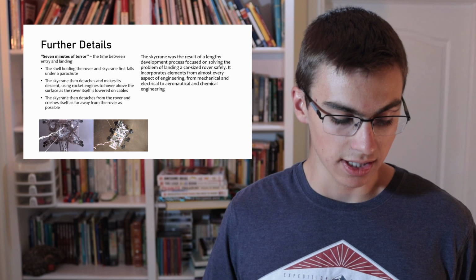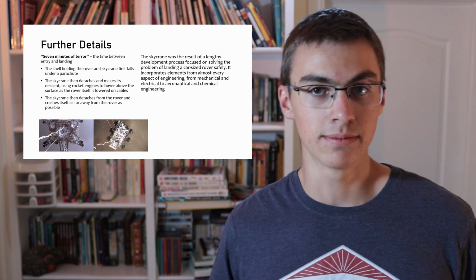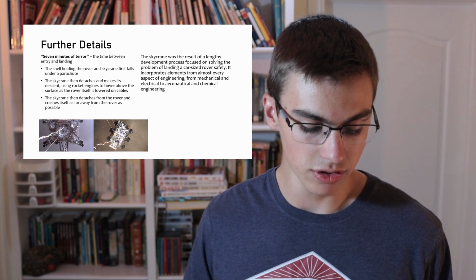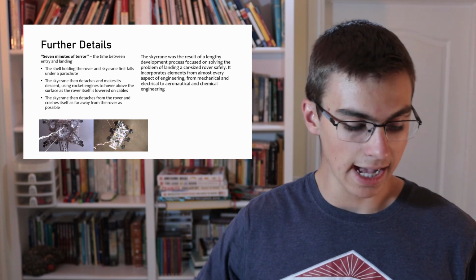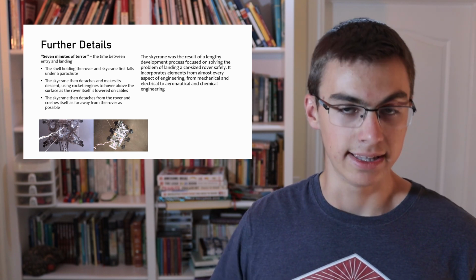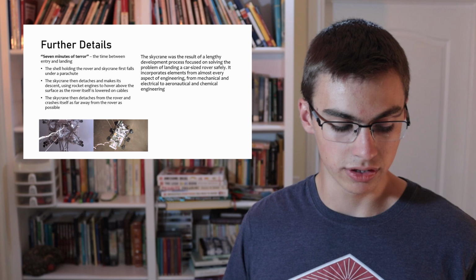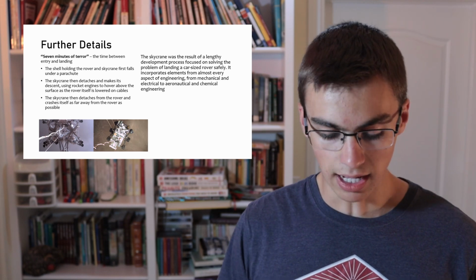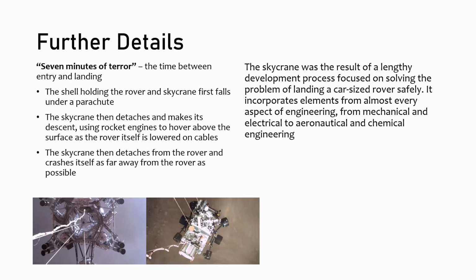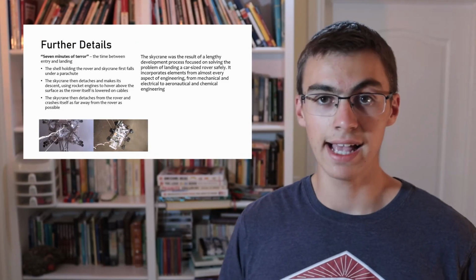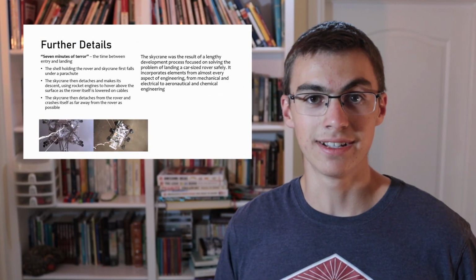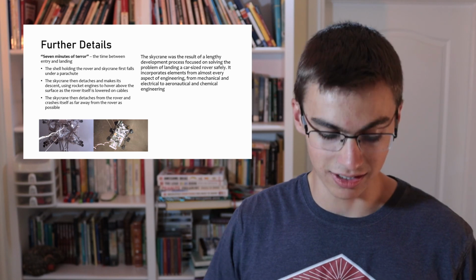And so at first, the rover and the Sky Crane are in some sort of shell, and that falls under a parachute. Then that parachute detaches, the shell comes off, and then the Sky Crane turns on its rocket motors to slow its descent until it hovers over the surface. Then the rover is lowered on cables, and then once the rover is safely on the ground, the Sky Crane detaches, those cables fall away, and then the Sky Crane uses the last of its fuel to fly away and basically crash itself somewhere on Mars.